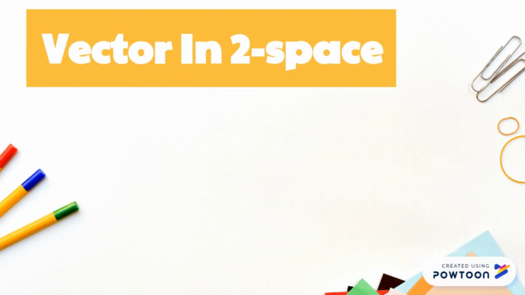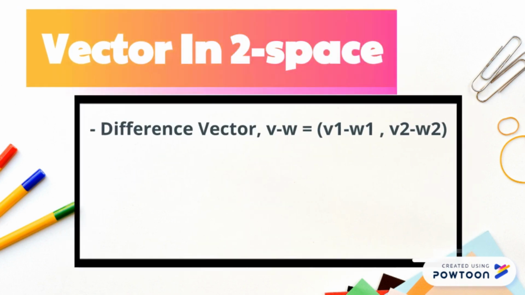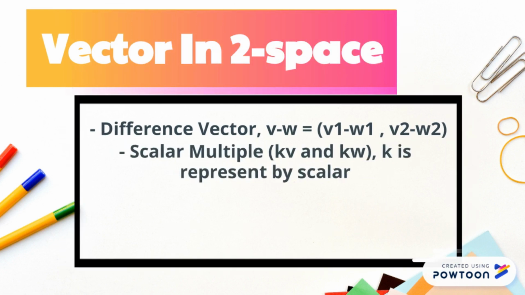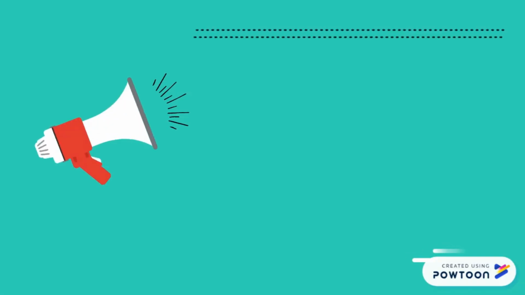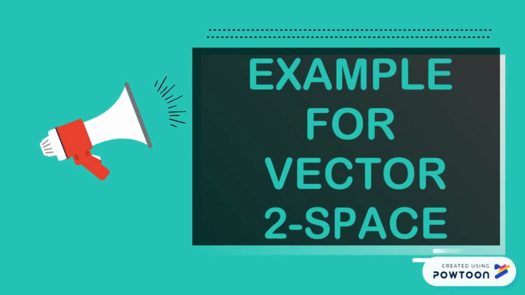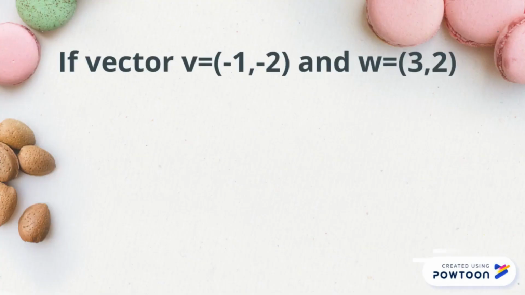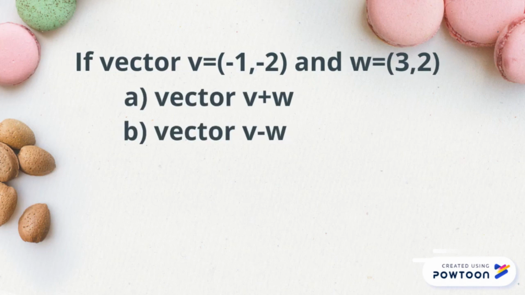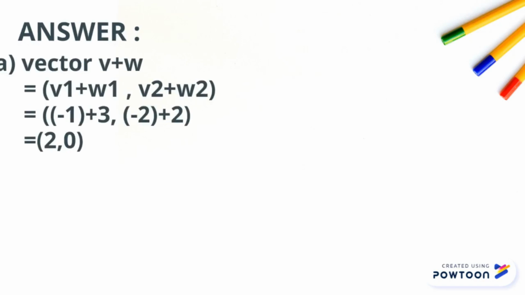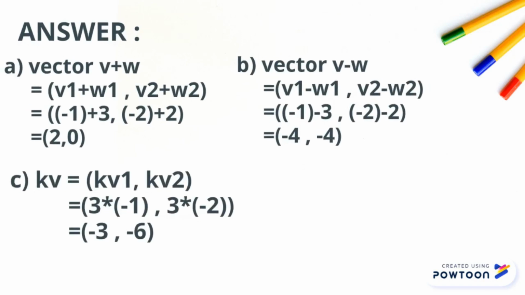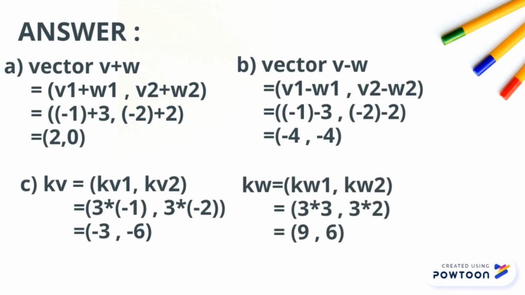And the next is the difference vector, which is v minus w equals v1 minus w1 and v2 minus w2. And the last is scalar multiply. k is represented by the scalar. Next is an example of the vector in two space. This is the question of the vector in two space. This is the solution of the question of the vector in two space.